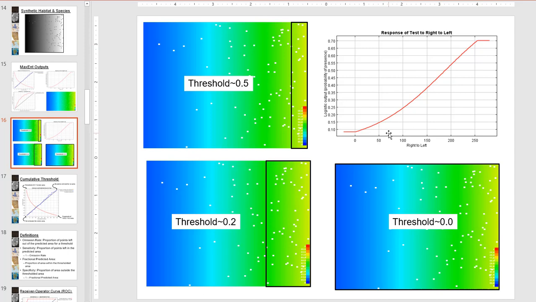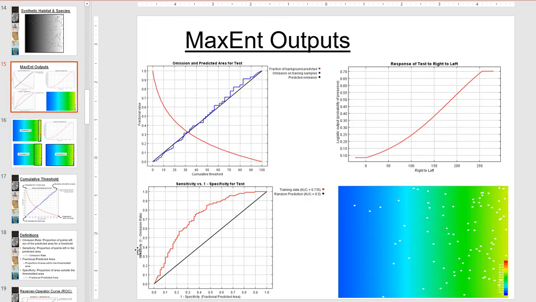But notice that this is a relatively small area, even at a threshold of 0.2, but it contains the bulk of our occurrences, and that's really what we're looking for. And that's what our receiver operator curve does: as we move along this line and we threshold, we're looking to have a relatively small amount of area, or fractional predicted area, with a large number of occurrences. That's the 1 minus the omission rate. Omission is the ones that we're leaving out.